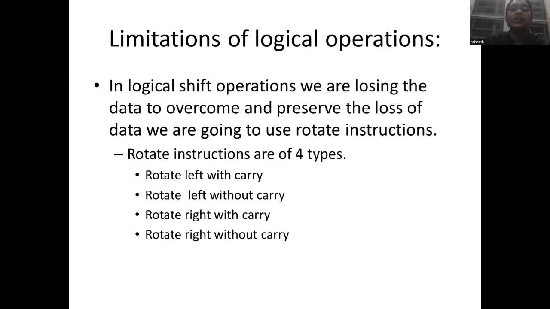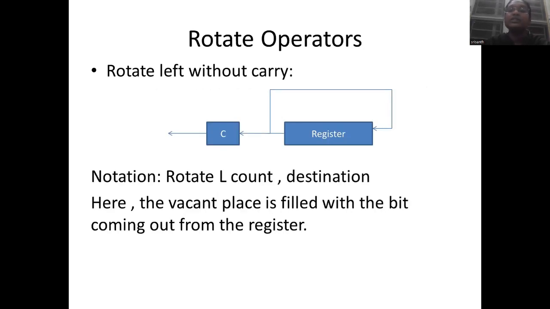Limitations of the logical shift operations. In logical shift operations, we are losing the data. As we have seen, it is not stored anywhere. So in order to prevent the data loss, we are going to use the rotate instructions. The rotate instructions are of four types: rotate left with carry, rotate left without carry, rotate right with carry, rotate right without carry. Let us see about these rotate operators in detail.